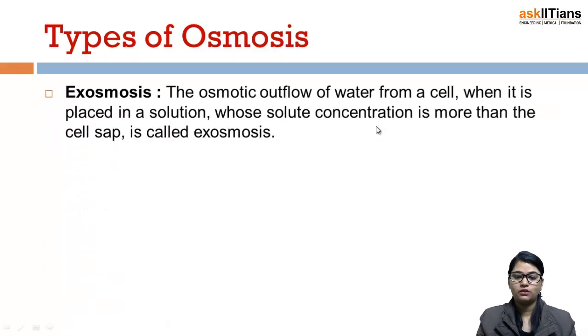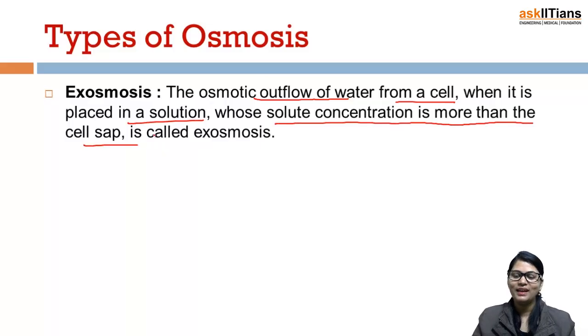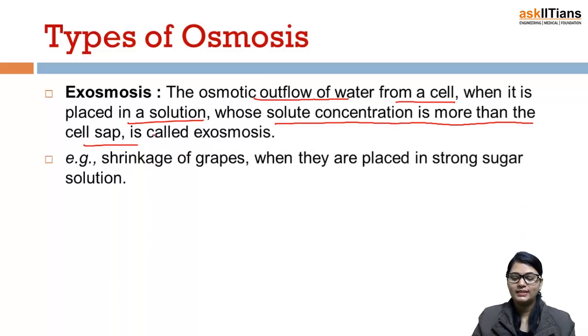Now comes exosmosis, the osmotic outflow of water from a cell. Exosmosis occurs when the cell is placed in a solution whose solute concentration is more than the cell sap. Example, shrinkage of grapes when they are placed in strong sugar solution. Raisins and grapes, same thing, but different examples.